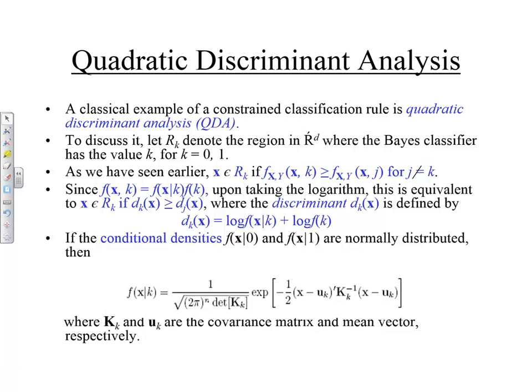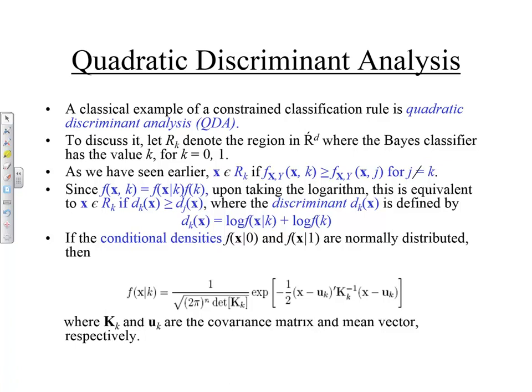So now you're going to make the assumption that the densities f of x conditioned on class 0 and f of x conditioned on class 1 are normally distributed, right? So it's a multivariate normal. X is a feature vector, so it's a vector, not a scalar, so you're going to get a multivariate normal, and the typical density function for a multivariate normal random variable is given by this expression. You know that, where mu k is the mean and sigma k is the covariance matrix, right?